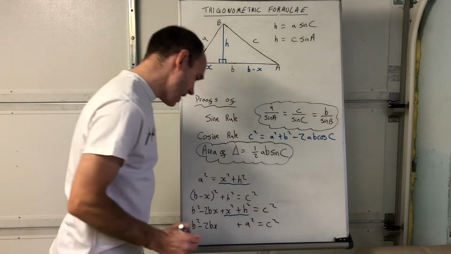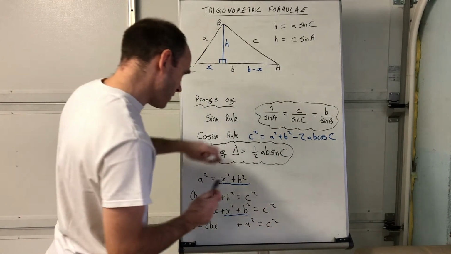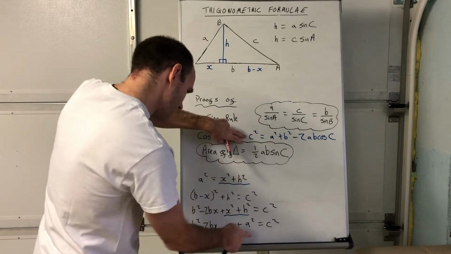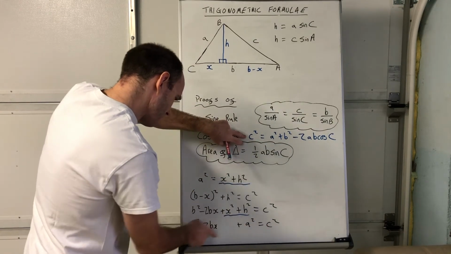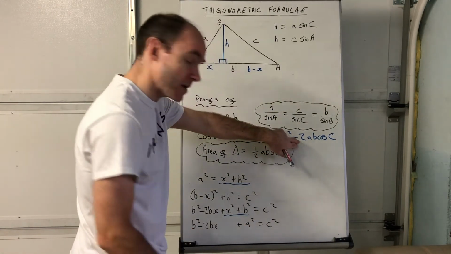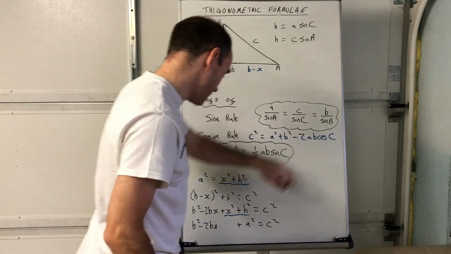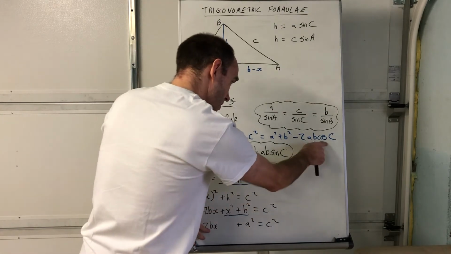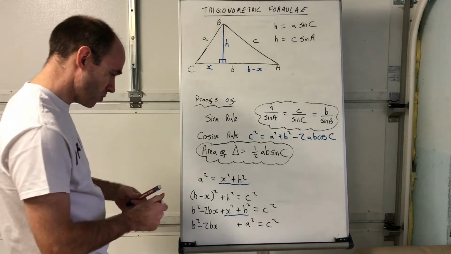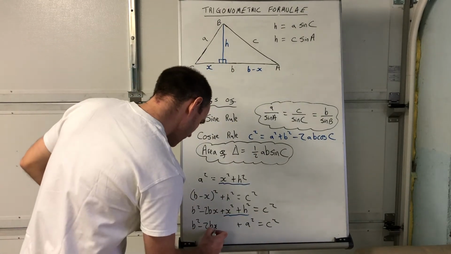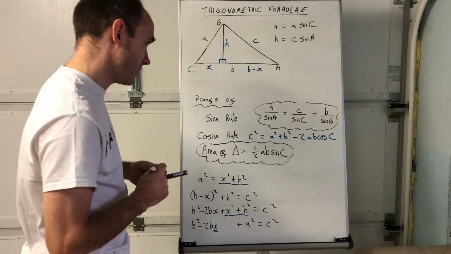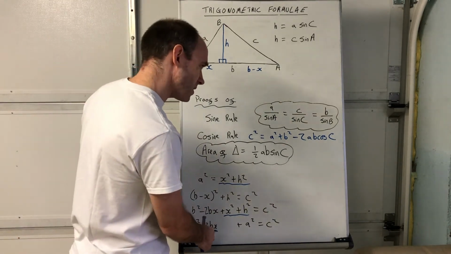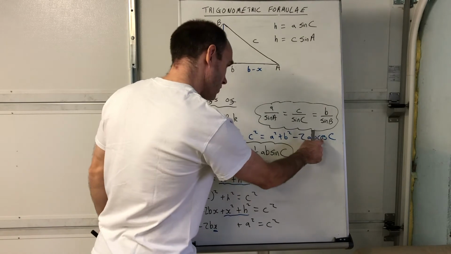And we're nearly there, aren't we? Because we've got c squared equals a squared plus b squared. We just need to find a way of getting 2ab cos c. We've got 2b, we just need a way of getting the a cos c. So with the x here, we're going to have to find a way of rewriting that, and we want that to be the same as a cos c, don't we?